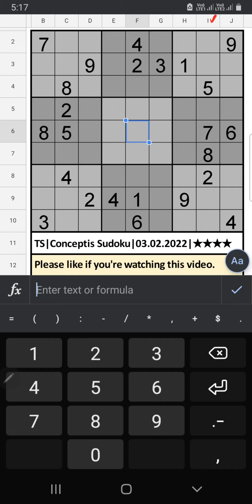Column I, first grade, we have pair numbers 7 and 8. It can come from these cells. It will come in any one of the cells. We'll confirm later.